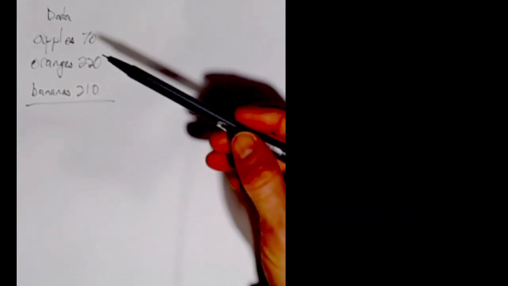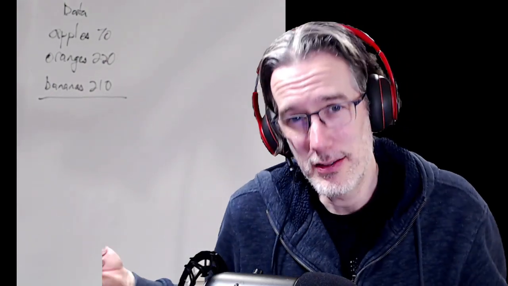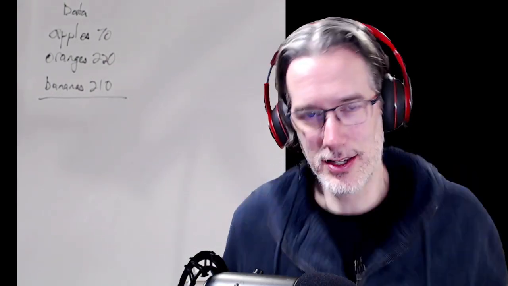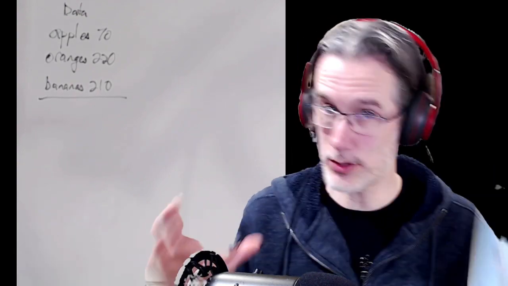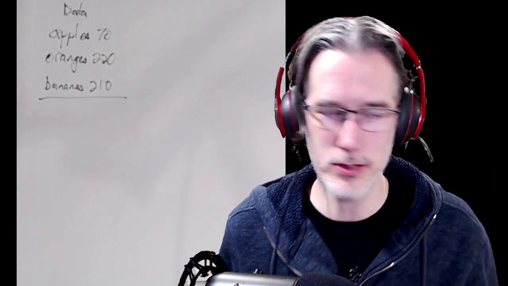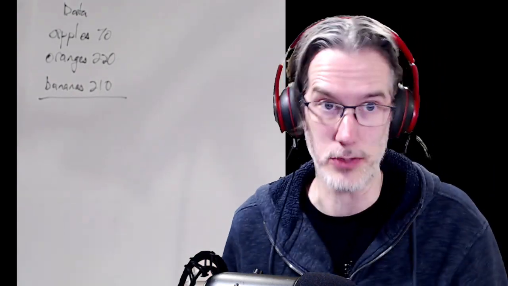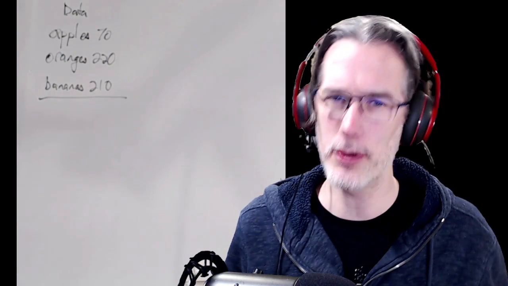Let's dive in. Let's say you're taking some data and you've done a survey finding out about people's fruit preferences. So 70 people liked apples, 220 people liked oranges, 210 people liked bananas. You've been tasked to figure out how to turn this into a circle graph. Now you could use software for this. That's probably the best way, honestly. But if you don't have software and you want to do it by hand, here's how you do it.